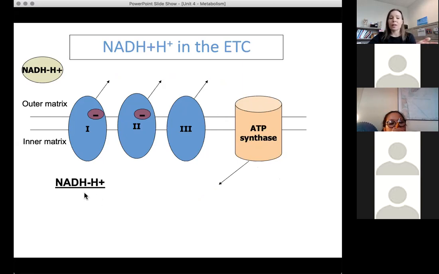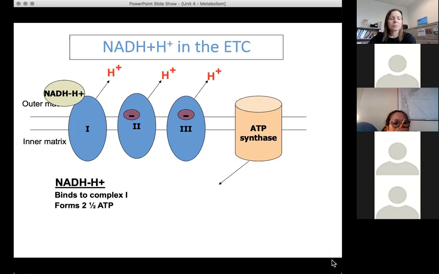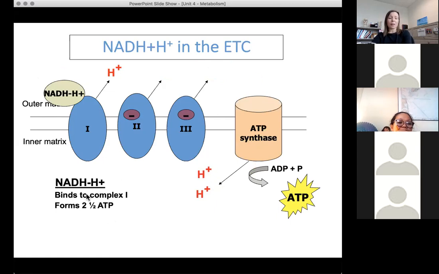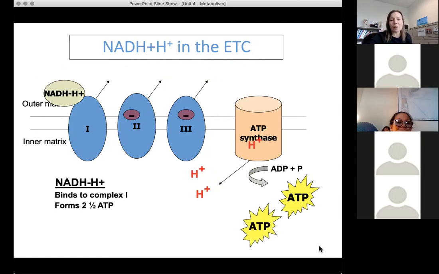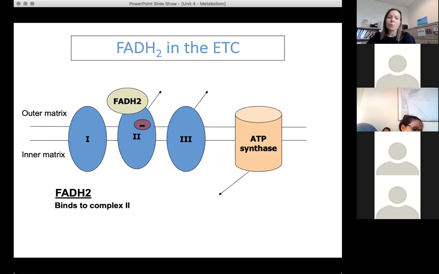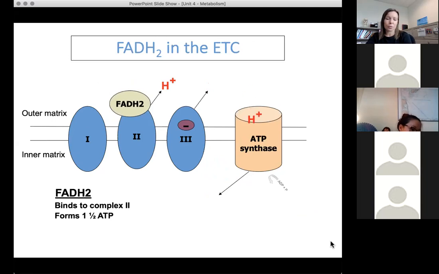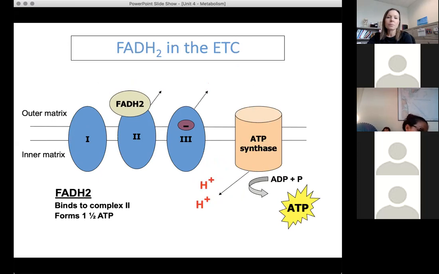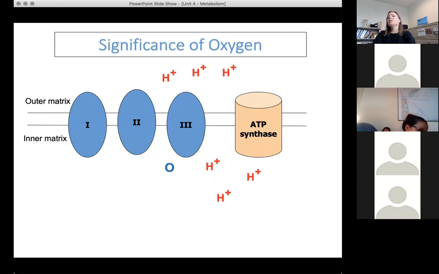So where do the electrons and the hydrogen ions come from? They come from these coenzymes, NADH and also FADH. So for every NADH molecule that you have, you can make 2.5 ATP molecules. And FAD, same thing. It just doesn't have quite as much energy. So you can only make 1.5 ATP molecules for every FADH2 molecule that you have.